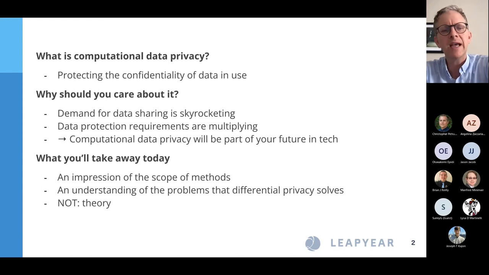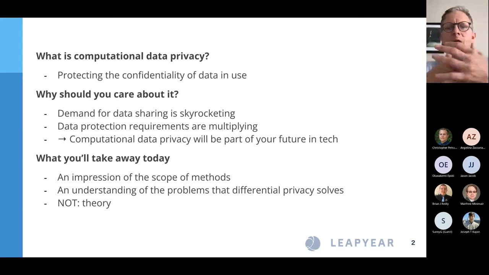What I hope you'll take away today is an impression of the scope of computational data privacy. There are a few different methods. There's not a single algorithm or domain that contains computational data privacy, but rather a collection of methodologies that are all meant to solve distinct types of problems. I hope you will come away with an understanding of the problems that differential privacy in particular addresses. That's a domain where LeapYear is focused, and so it will comprise a lot of the discussion today. What I won't cover today is much in the way of formalism or theory. This is meant to just give an impression of the space.